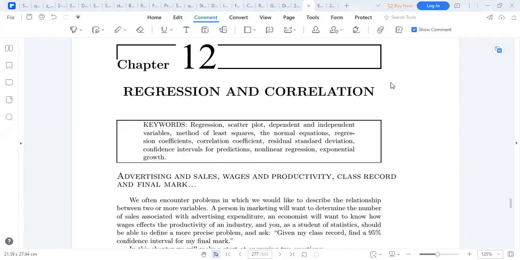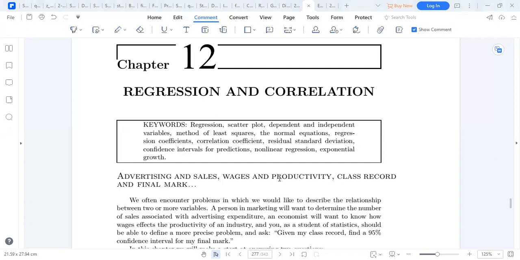Regression and correlation. So we'll be looking at a topic which most students love, the easiest in quantitative methods. So when we're discussing regression and correlation, basically, we'll look at what is called linear regression.